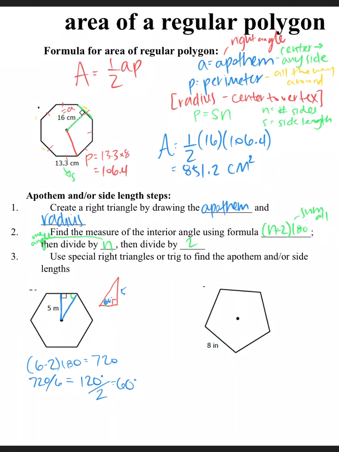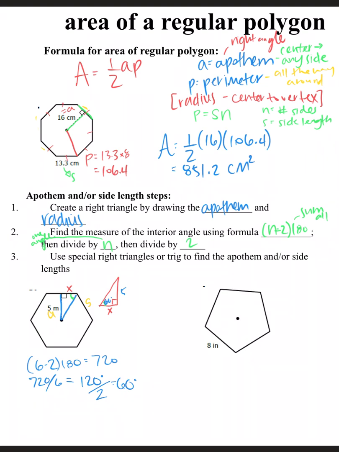Let me take a step back. Why are we doing all this? So we do have the apothem right here, because that's from the center to the side, but we were not given the side length. So that's why we're trying to figure this out. Okay, so we've got our right triangle, and we need to figure out this. That would be this part of our polygon, right?